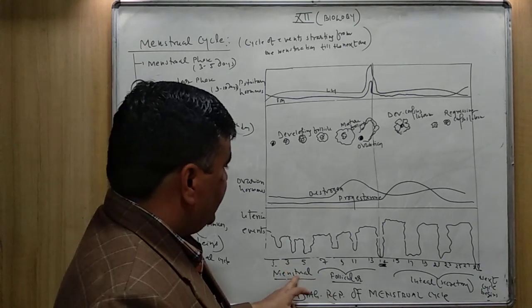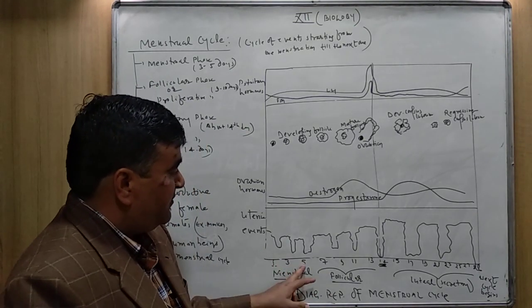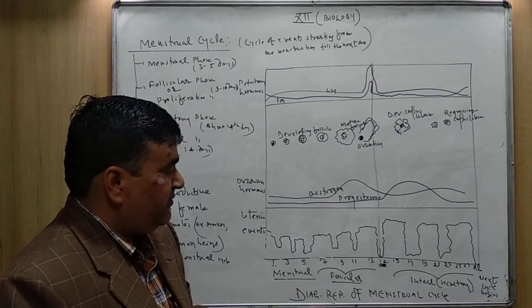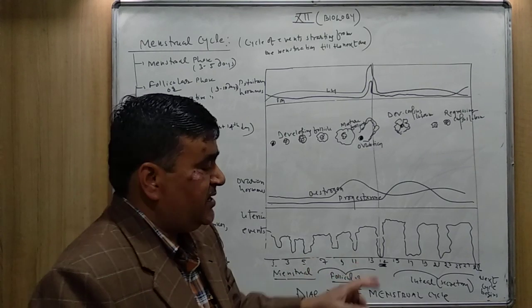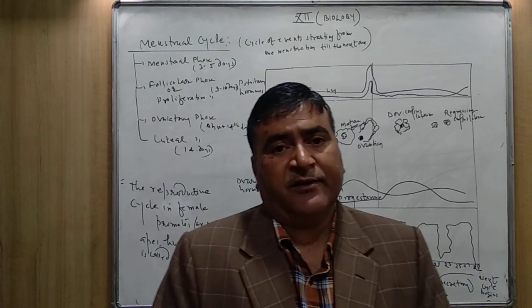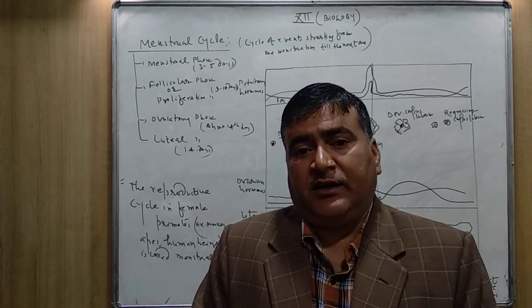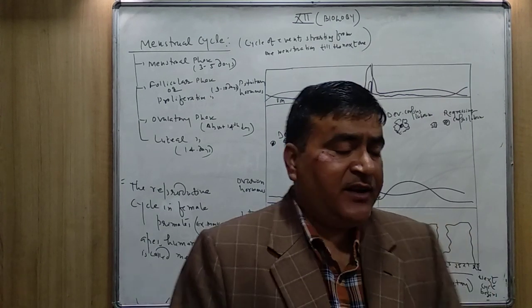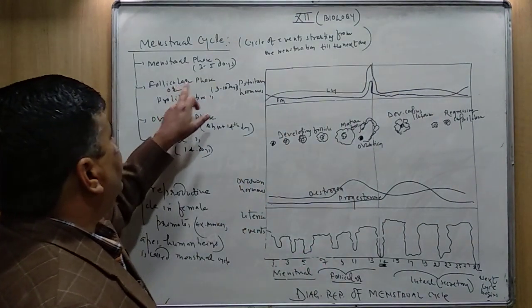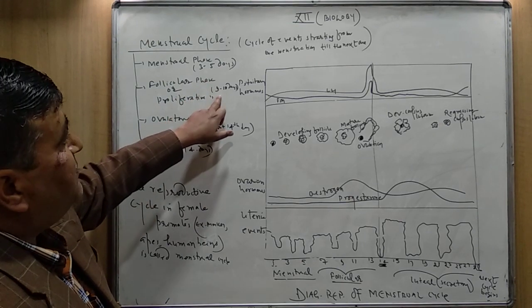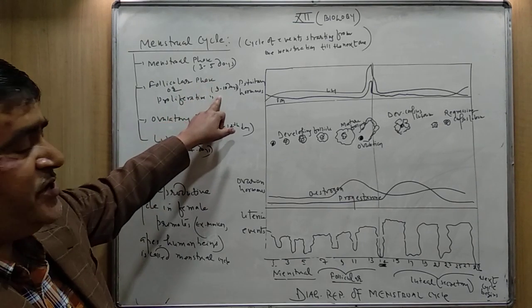You can say, suppose the menstrual phase lasts for up to 5 days, then from day 6 up to 13, the second step is started, and this is called the follicular phase. The follicular phase lasts for 9 to 10 days.